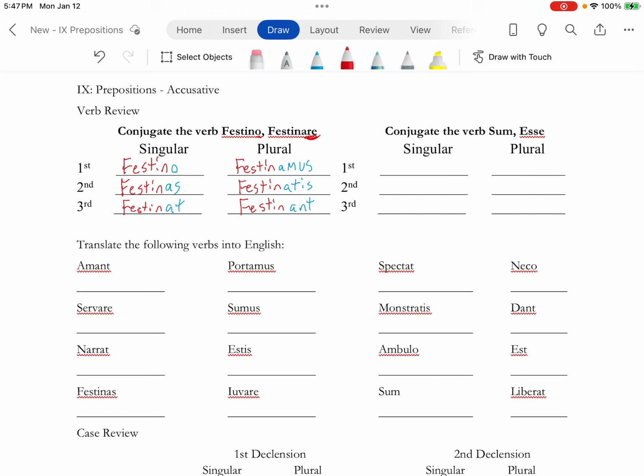Now, to conjugate sum, esse, it's irregular, so we got to do this. Sum, then es, then est. Sumus, estis, and sunt.